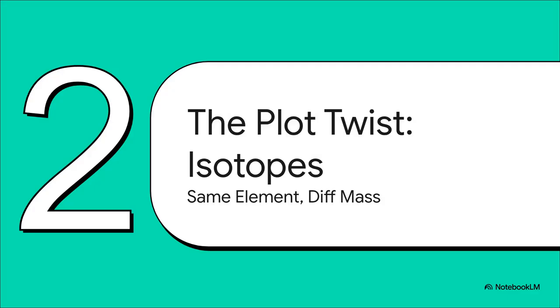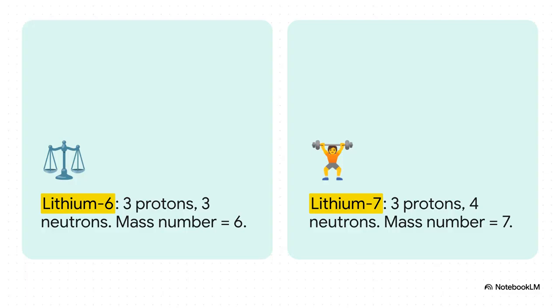Okay, and here's the plot twist. You might think every single atom of an element is an identical twin to every other one, but that's not quite the whole story. Take lithium, for instance. See these two? They're both lithium, no doubt about it, because they both have 3 protons. That's the rule, right? But look closer. One has 3 neutrons, giving it a total mass of 6. Its sibling over there has an extra neutron, bumping its mass up to 7.